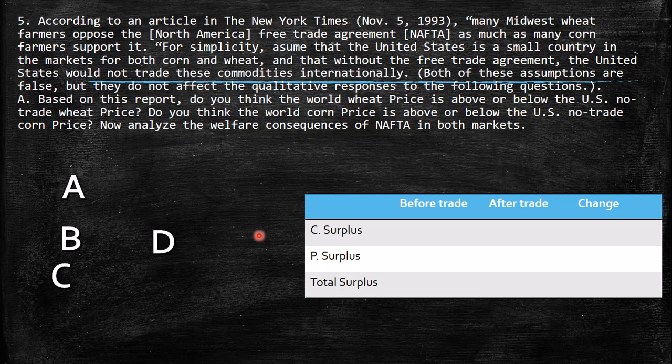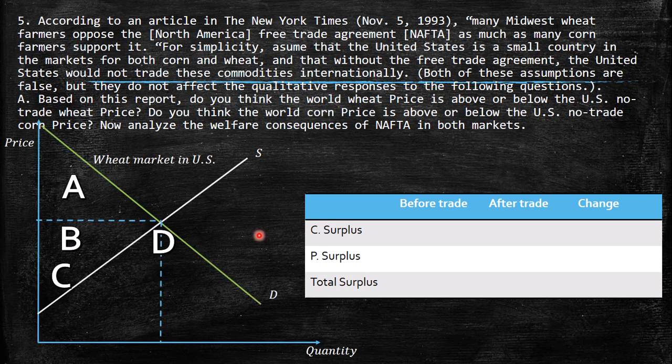On the other side, we can have some intuition that the producers are going to be worse off. It's going to be the case that the price is going to be lower than the no trade price. So here we're going to analyze the wheat market in the US.